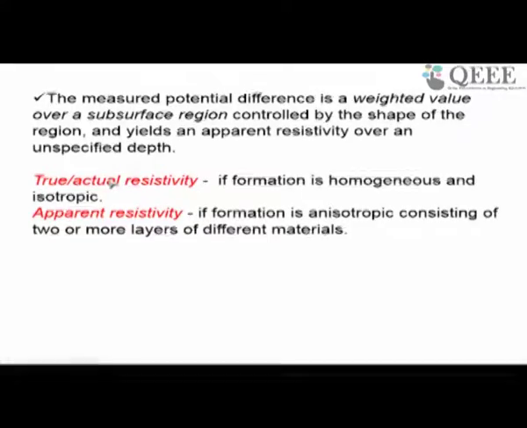So as I mentioned here, the true and actual resistivity is obtained if the formation is homogeneous and isotropic. You will get an apparent resistivity if the formation is anisotropic, consisting of two or more layers of different materials. In that case, an average value will give you an apparent resistivity.